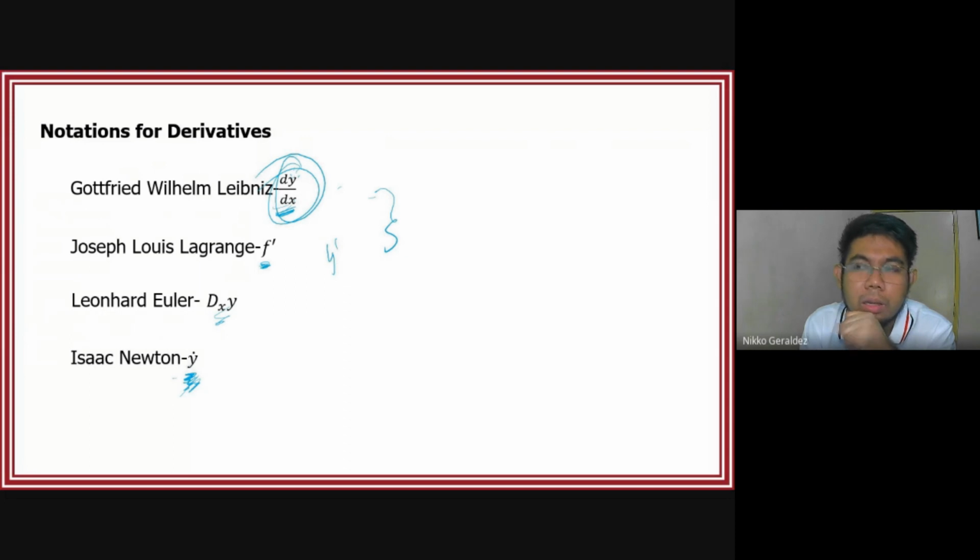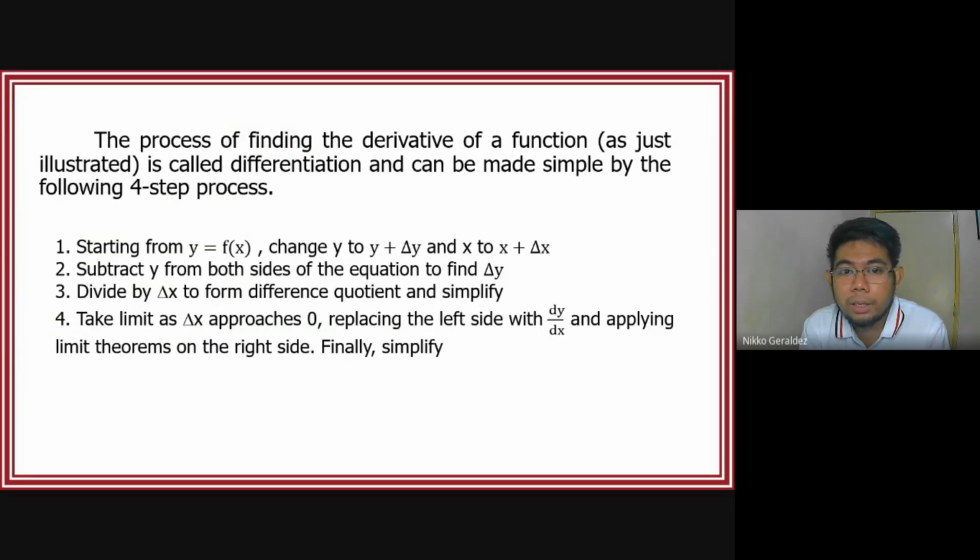So the process of finding the derivative of a function is called differentiation. That is the process of getting the derivative, like earlier, when we got the slope of the tangent line. So that is differentiation. It can be done in 4 simple steps. Some call it the 4-step rule or 4-step process.